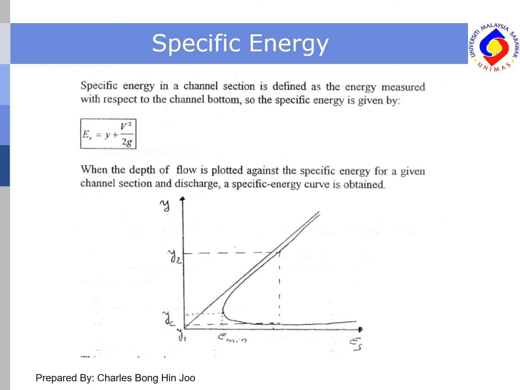So, in other words, the specific energy in a channel section is given by this equation, E, which is the specific energy, equal to y plus V squared over 2g. When the depth of flow is plotted against the specific energy for a given channel section and discharge, we can get a specific energy curve as shown in the figure. In this curve here, we have the y-axis representing the flow depth and the x-axis representing the energy in the channel, in the flow.